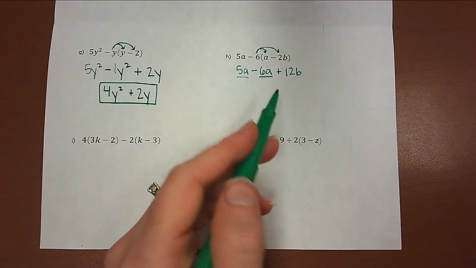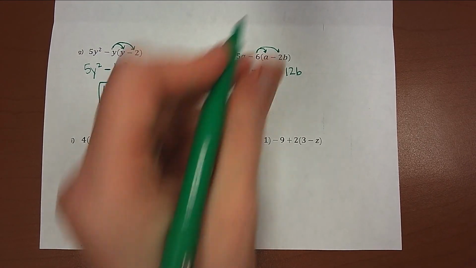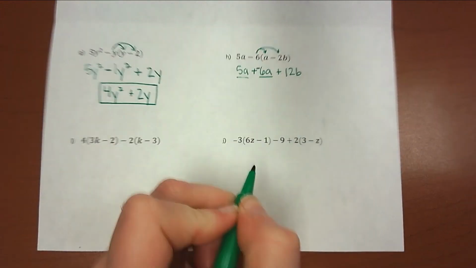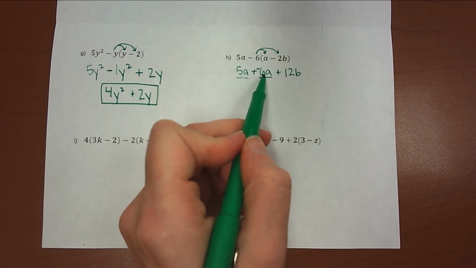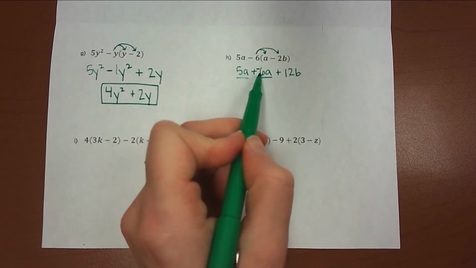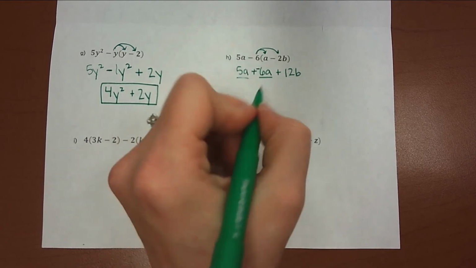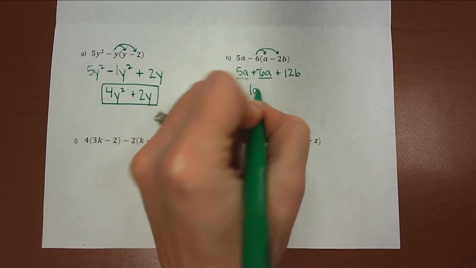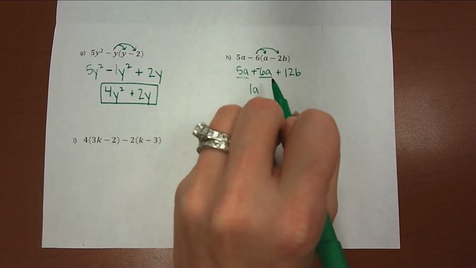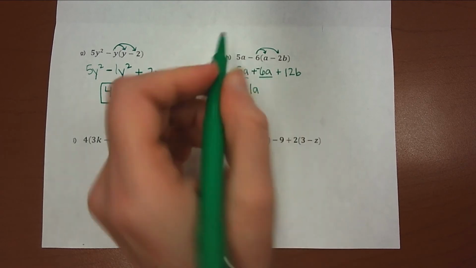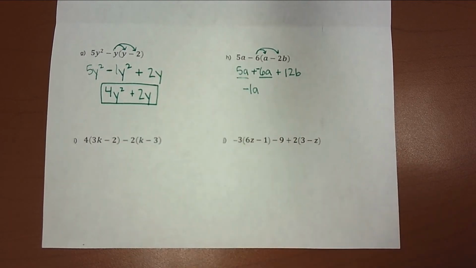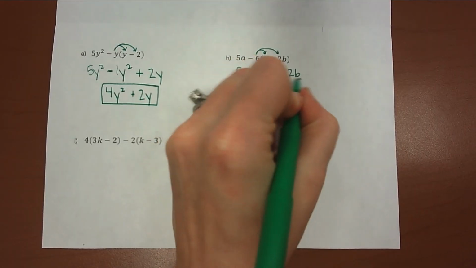5a minus 6a, I am going to have to use my subtraction rule here. Copy, change, change. And I've got positive 5a plus negative 6a. And when signs are different, I know that I'm supposed to subtract. 6 minus 5 is 1a. And we keep the sign of the higher number. In this case, there are more negatives. Negative 6 has a higher absolute value, so that's negative 1a plus 12b.